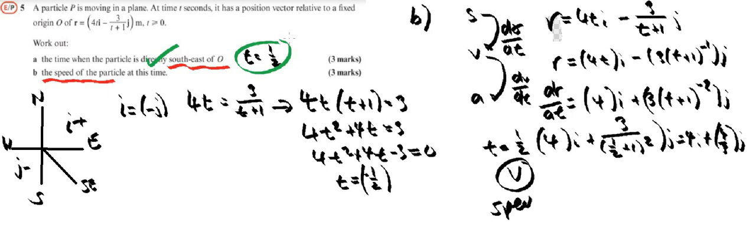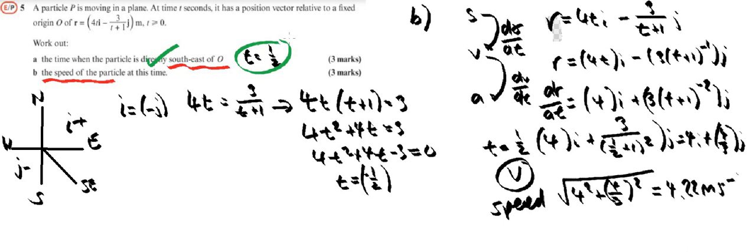So now remember that velocity is a vector, so that has an i and j component. Speed is a scalar. So what I'm going to do is take the magnitude of 4 squared plus 4 thirds squared. When I do that, I get 4.22 meters per second. That is my final answer for B.